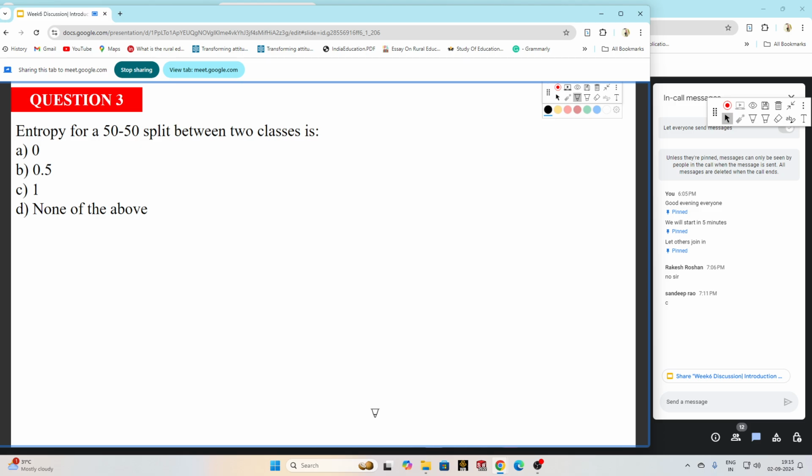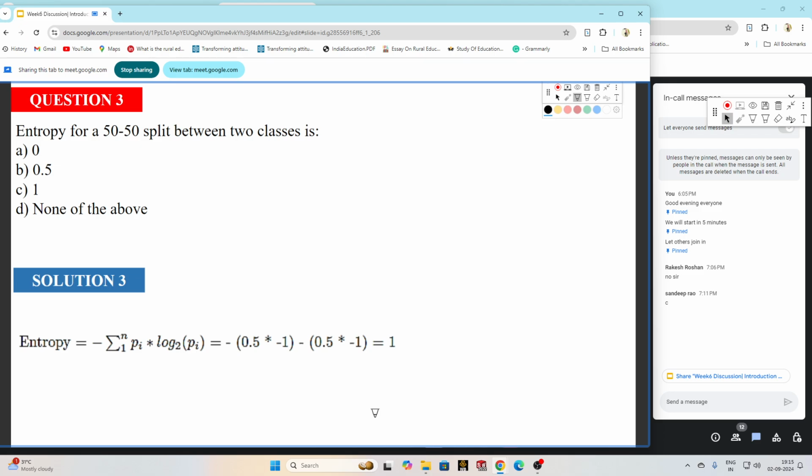Now we are asked to find the entropy for that 50-50 split. Any guesses for this? Someone is saying 0. Okay, let's see. Entropy, same formula: minus sigma i equals 1 to n, pi log base 2 of pi. A 50-50 split means we have 2x data, 1x belonging to one class and 1x belonging to another class, let's say the true class and the false class.